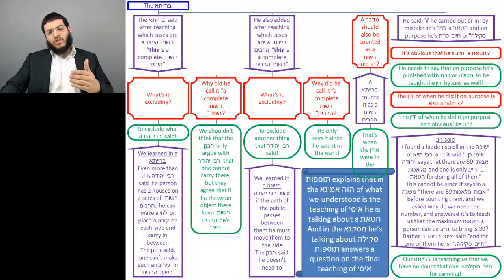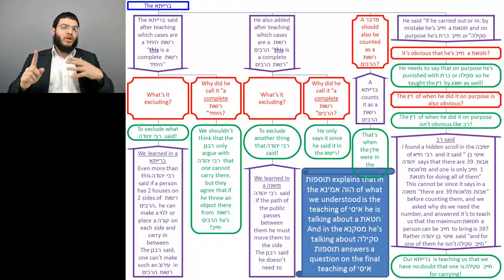And one last part of Tosfos answers a question on the final teaching of Isi. The final teaching of Isi is that there's one melacha a person is not chayav skila for. Tosfos presents a question on this. We find elsewhere that there's no such thing as a melacha that is chayav chatas and not skila. According to Isi, there is. So Tosfos presents this question, addresses it, and answers it.